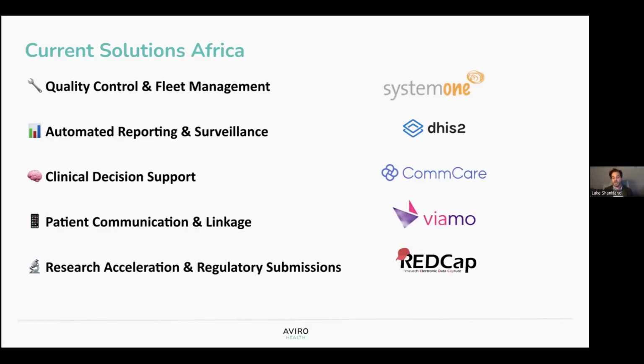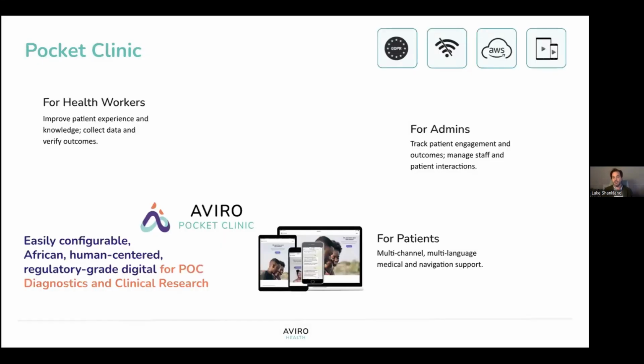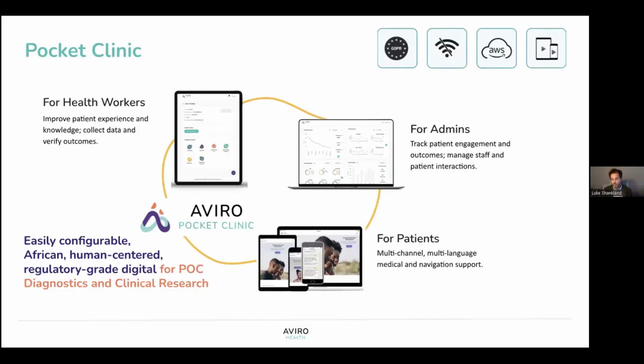But if you've ever tried to set it up, you know that trying to set up a ComCare and a REDCap, or trying to set up between DHS2 and some of these systems can be quite a bit of work and a challenge. And I think these are great solutions for many things. But because of those things about not being African and the challenges of interoperability is why we started Pocket Clinic and Aviro.